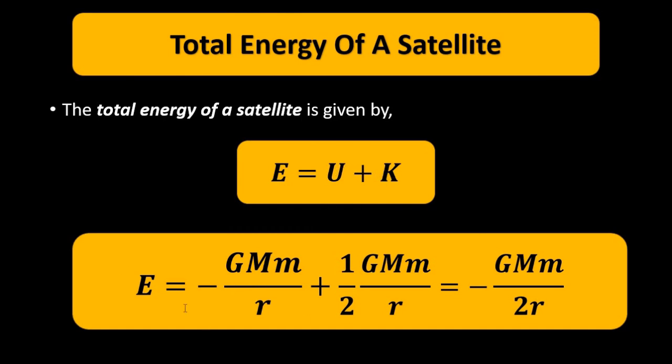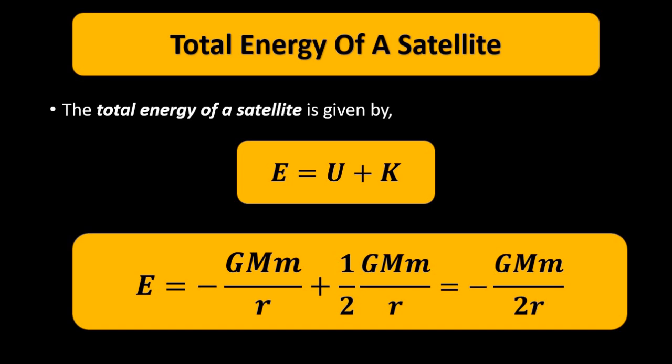So it is minus GMm by r plus 1 by 2 GMm by r. So it will be equal to minus 1 by 2 GMm by r, where capital G is the gravitational constant, capital M is the mass of Earth, small m is the mass of the satellite, and r is the separation distance.